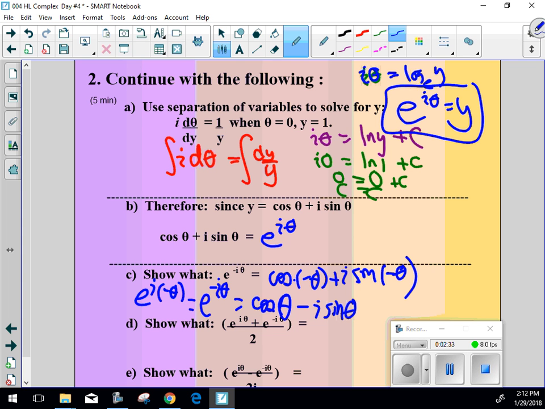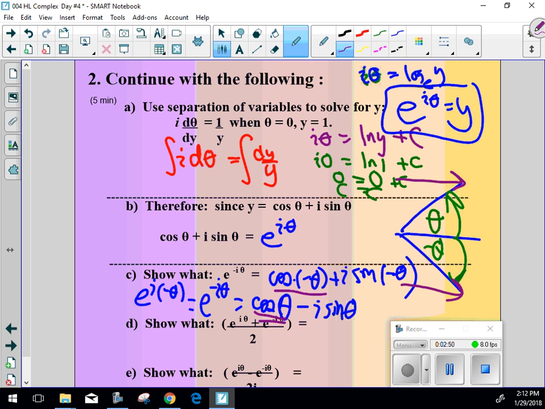You remember those functions? One more time. Here's your theta. Here's negative theta. If you look at this from an x standpoint, those x's are the same. Cosine negative theta is the same as cosine theta. But if you look at the y's, they're opposites, and that's why the i sine theta is the opposite of i sine negative theta.